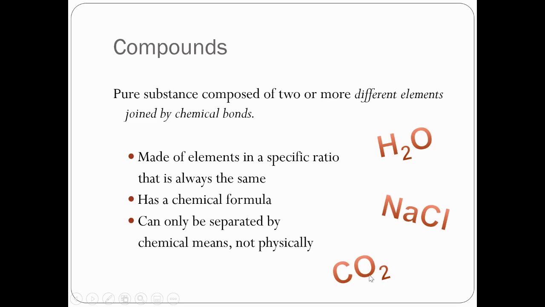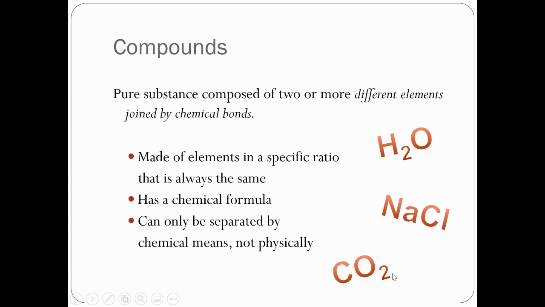All right. And also notice here that the first bullet point says made of elements in a specific ratio that is always the same. So ratio just means something like 2 to 1 or 3 to 1. So for every two of these, you have one of these. For every four of these, you have two of these, that kind of thing. So in this case, for every two hydrogen atoms, you have one oxygen. In this case, for every Na, every sodium atom, you have one Cl, one chlorine atom. So this is a 1 to 1 ratio. H2O is a 2 to 1 ratio because of two hydrogens, one oxygen.